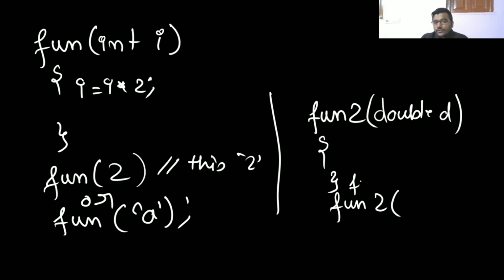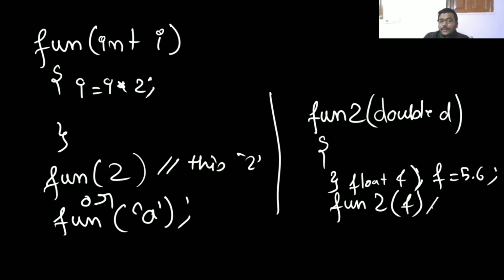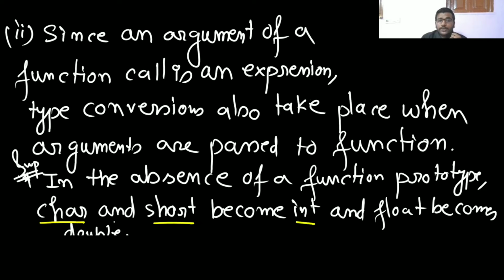Here also conversion is going to happen. If you're having a float f, and let's assume f has some value, f is equal to 5.6 point something, and you're passing this value, then f will get converted into double. Okay, see, float will become double. So in the absence of a function prototype, char and short become int, and float becomes double. Understood?